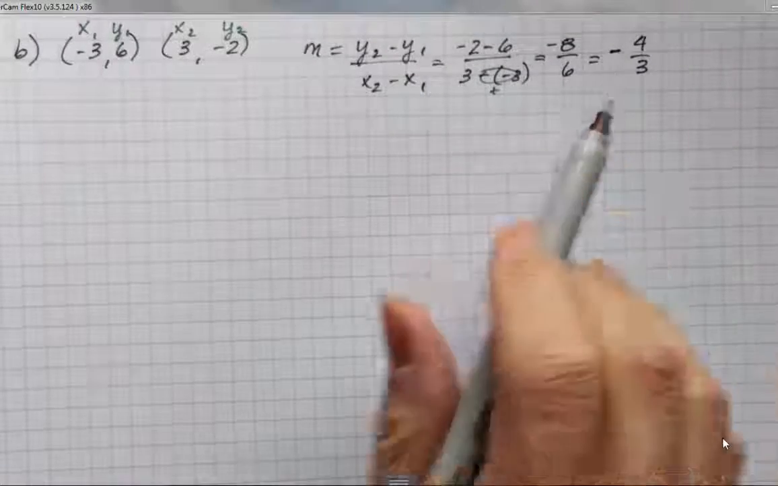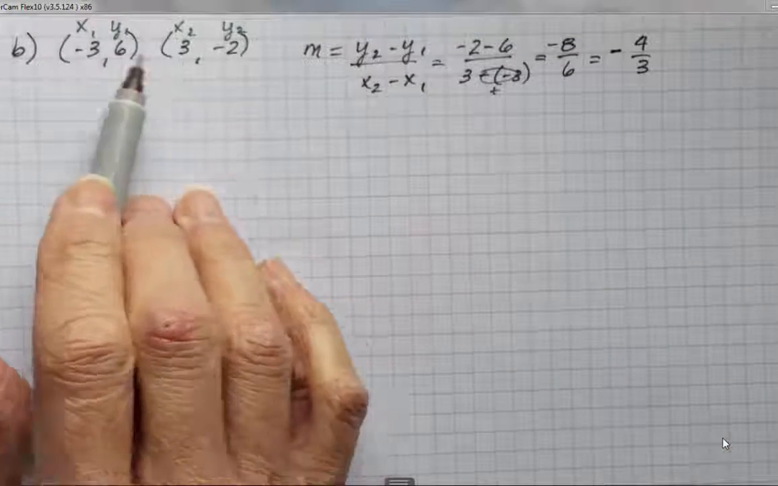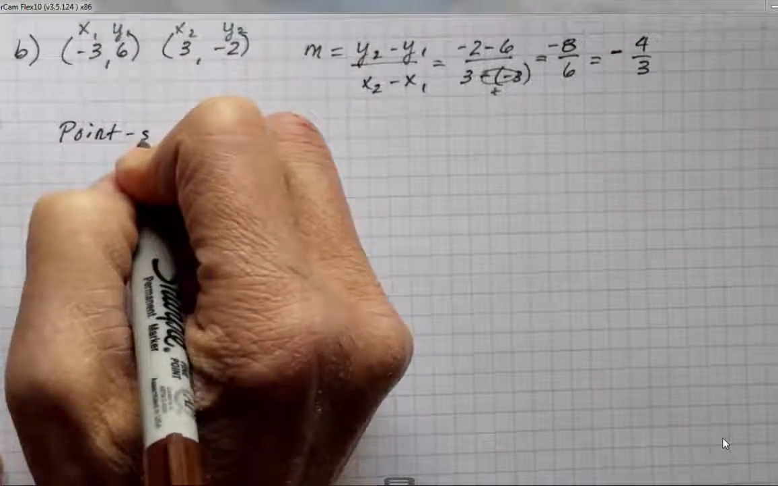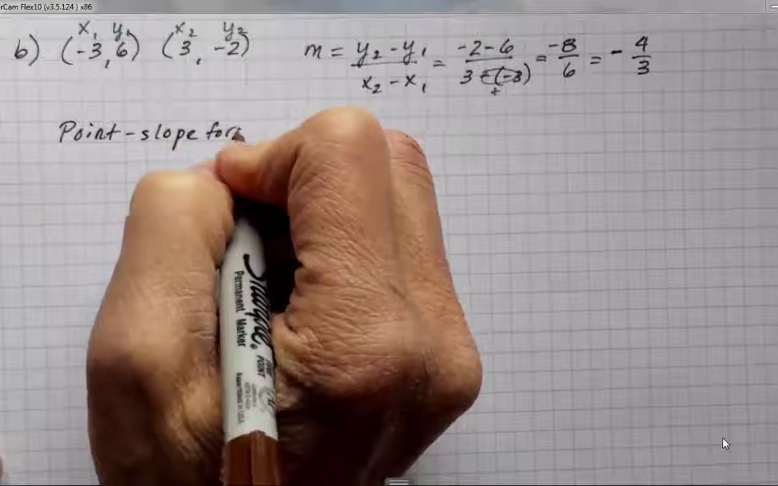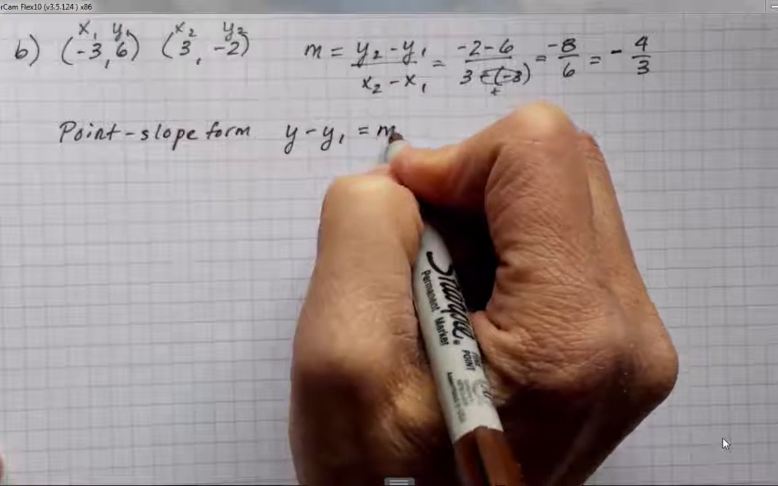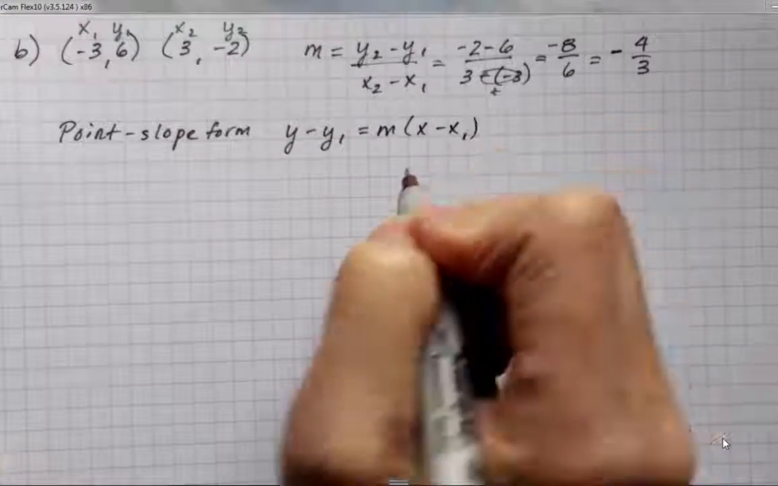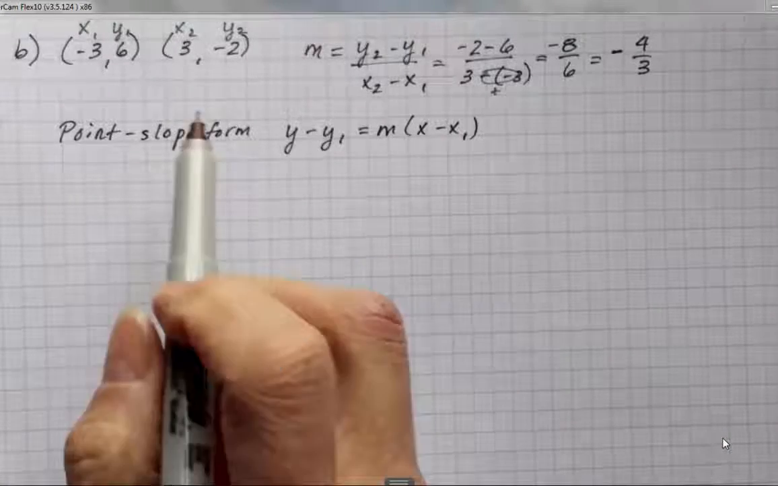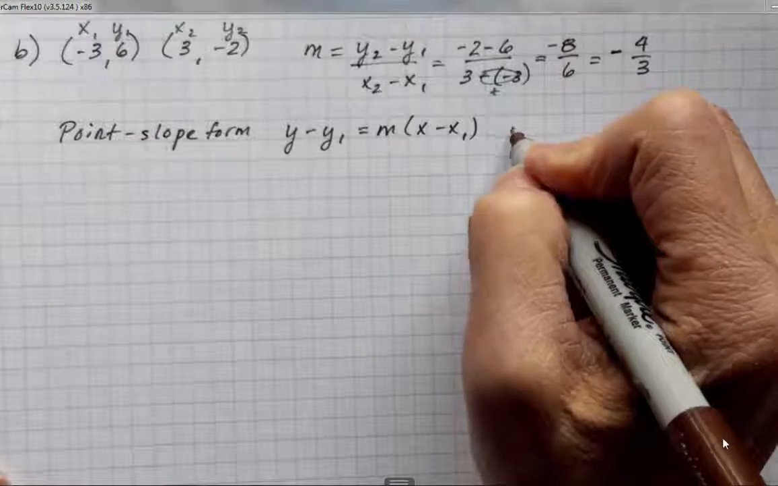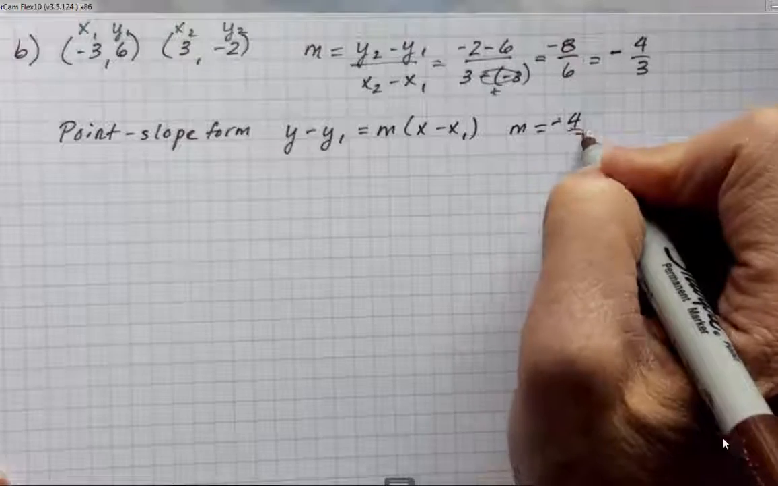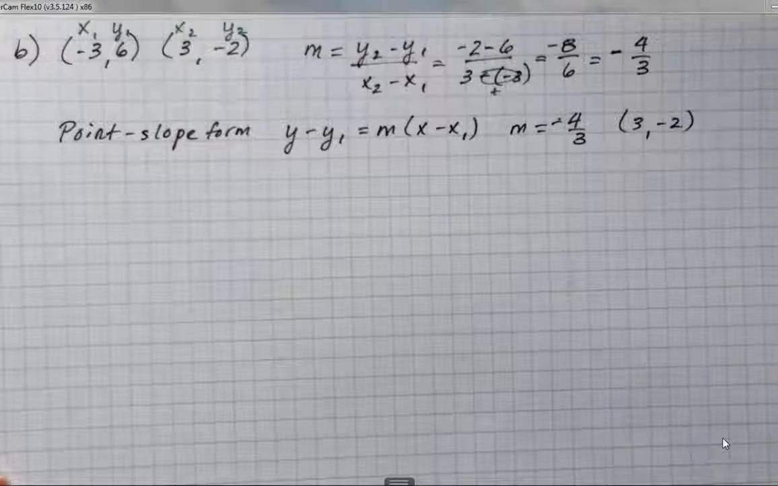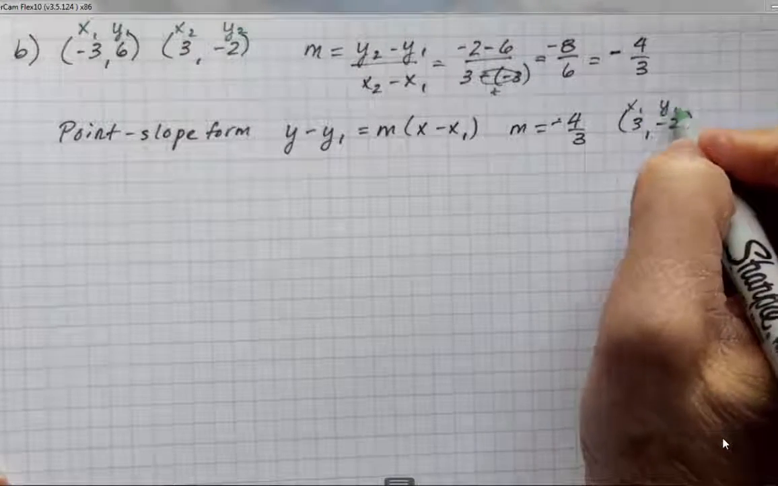Once I have the slope, and I can pick either point, it doesn't matter which one I pick, I can go ahead and use my point-slope form to find the equation of my line. So remember that your point-slope form is y minus y sub 1 equals m times the quantity x minus x sub 1. I have my slope. I picked just one of these points. And for this particular problem, I'm going to use the point, so we have m is negative 4/3. I'm going to use this second point here. I'm going to use the point 3, negative 2. So that's what I'm going to put in when I have an x sub 1 and a y sub 1.